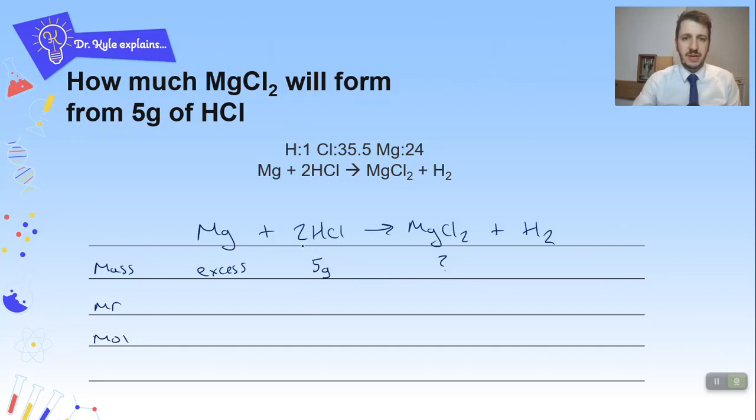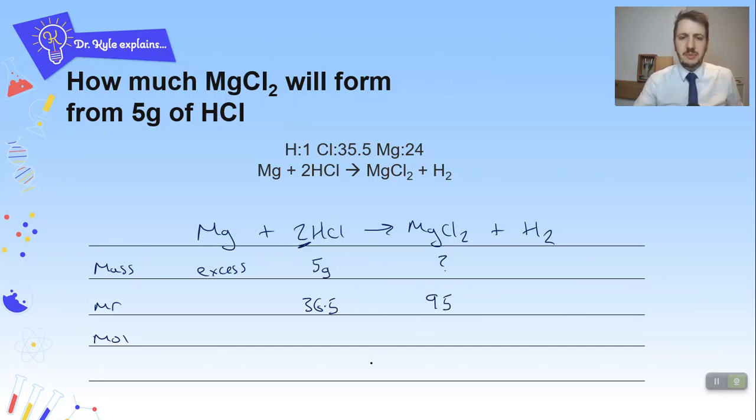Now, it's really important not to include the big number in your MR calculation. That tells you how many moles react with what. That's for your ratio. So your MR of this is 36.5. And I'm just going to double check what this one is. So 35.5 times 2 plus 24 equals 95 for this one.